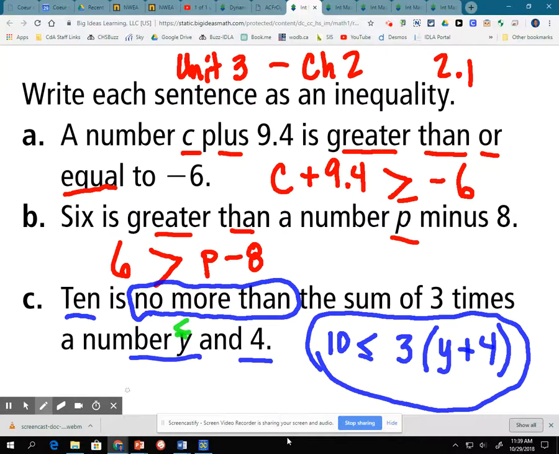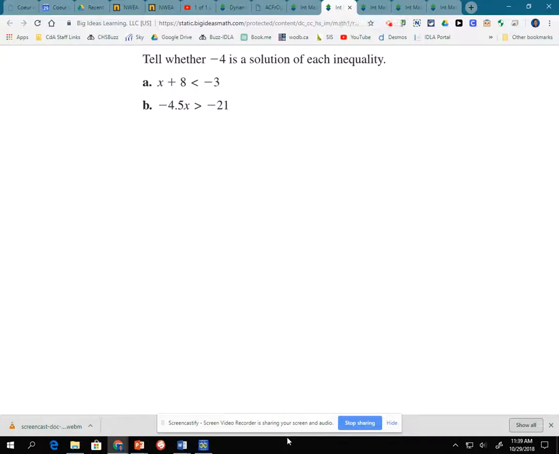All right. Let's go over our next problem here. Okay. Next problem is this one right here. Let's go to this one. It says, tell whether, actually, let's do this in a new video.